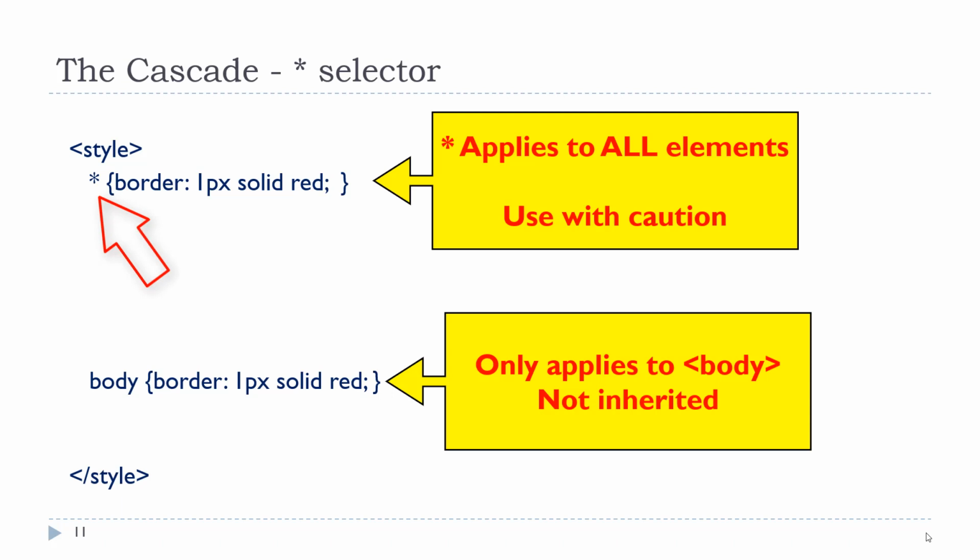I would also like to talk about the asterisk selector, and that is represented by the symbol on top of the number 8 key, and that represents all elements. And I would like to point out that that should be used with caution. Here's an example. Applying a border to every element in the page is not the same as applying a border to the body. Applying a border to the body will just put it around the outside of the content. It will not be inherited. However, the asterisk will apply to every element anywhere in that web page.